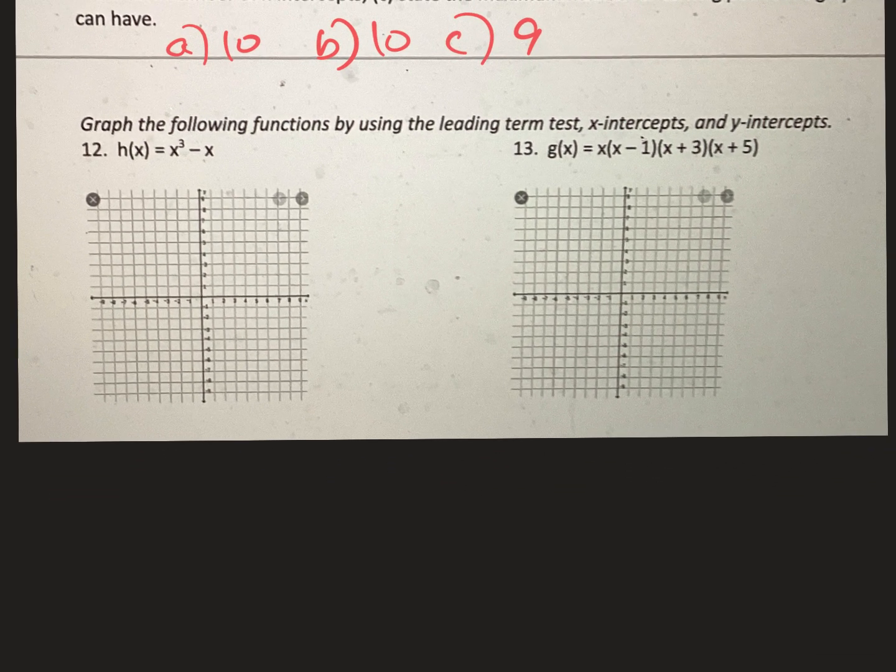Number 12 and 13, graph these. 12, you got to factor first. Take out an x. That leaves x squared minus 1. Keep going.